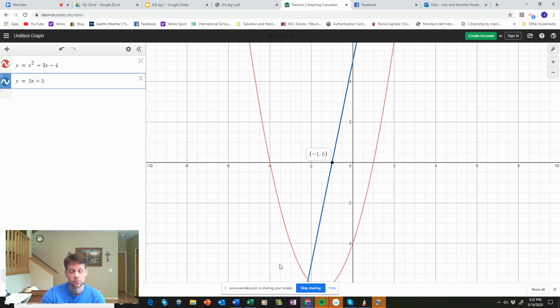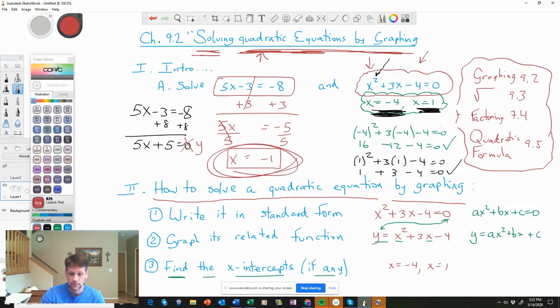Now, this technique works with every single equation that you'll ever have to do in your entire high school career. If you can't solve an equation, what you can do is graph it. And the x-intercept is going to be the answer to that equation as long as you have a 0 on one side and replace the 0 with a y.